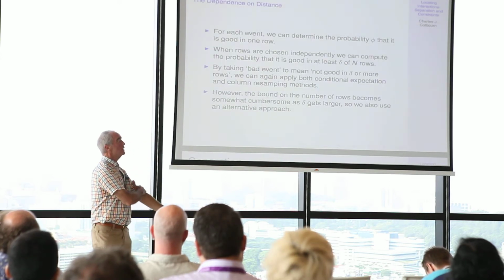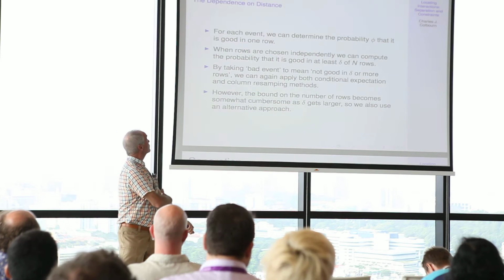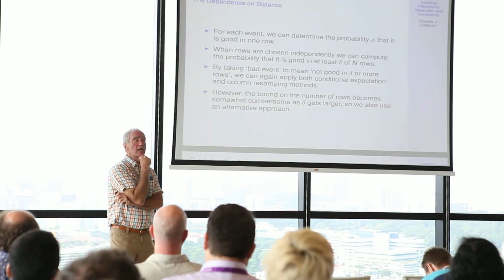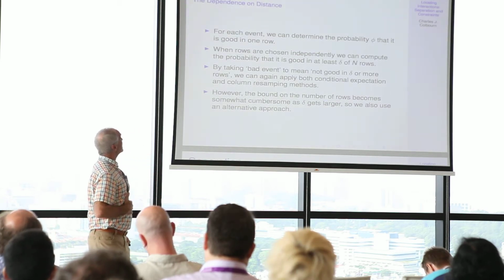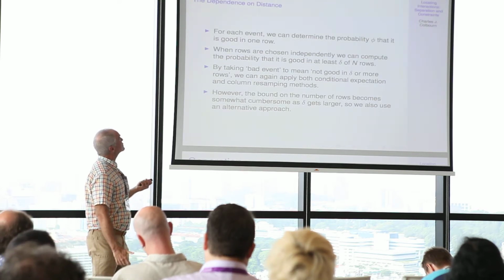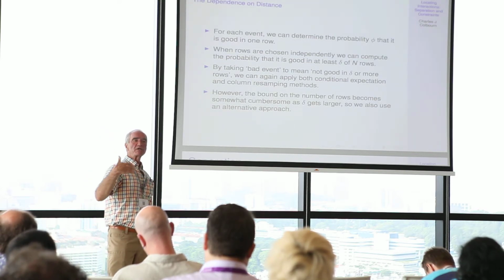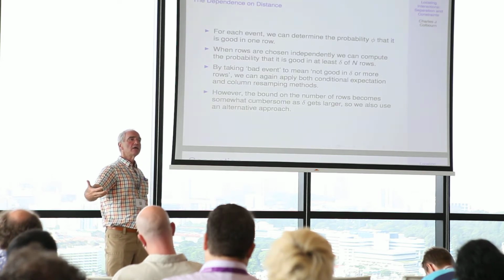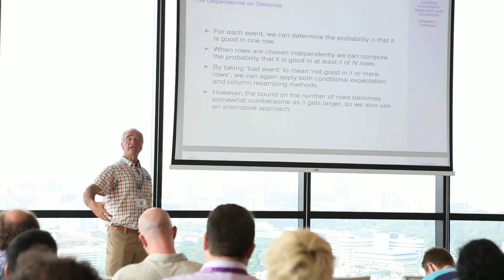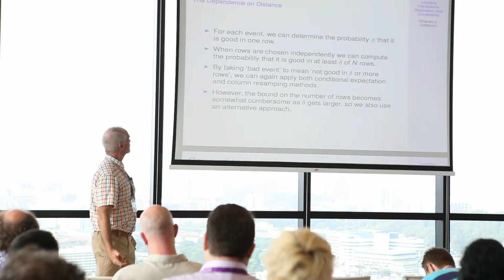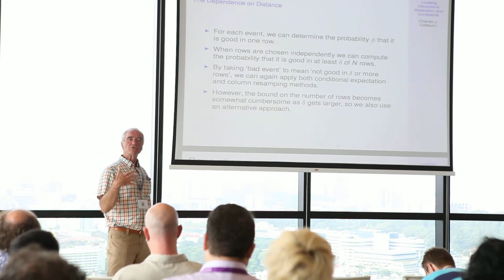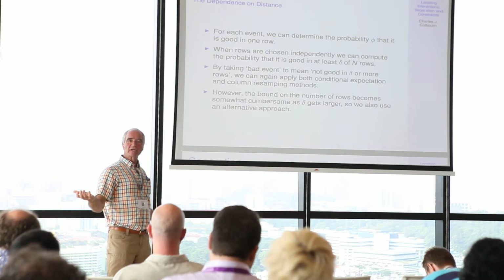Now, I want to say a little bit about whether these can be dealt with in the probabilistic methods. And the answer is yes. For a particular delta, you can ask the question, what's the probability that it is good in at least delta rows? This is a very natural way to proceed if delta is 2 or delta is 3 or something like that.